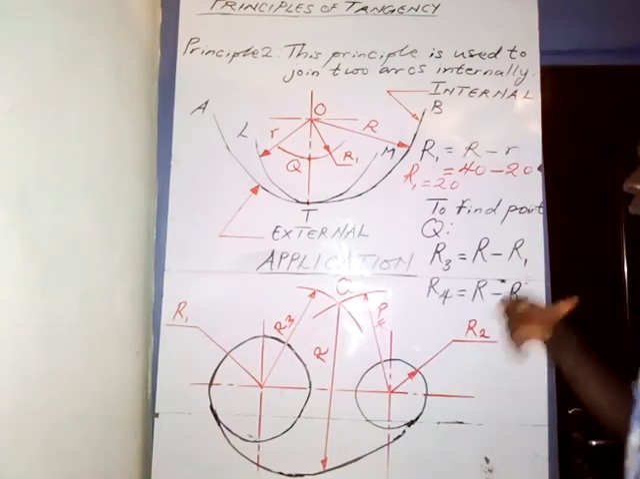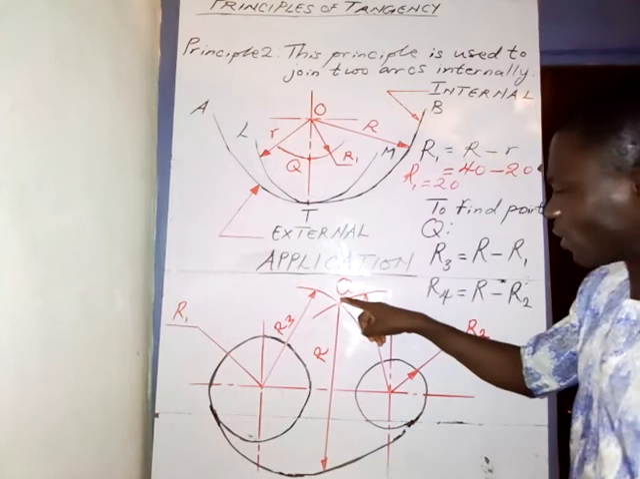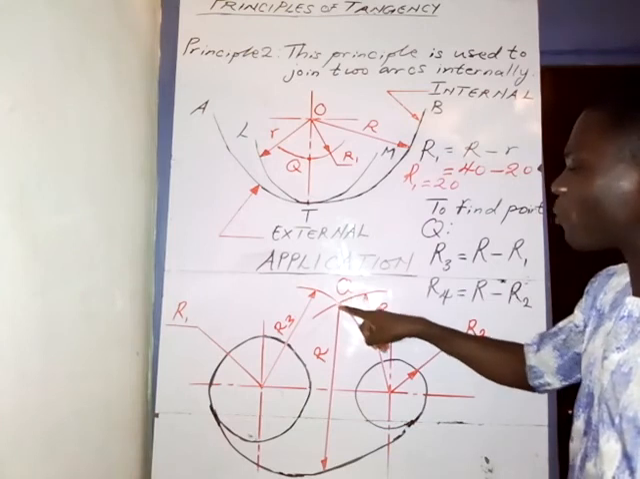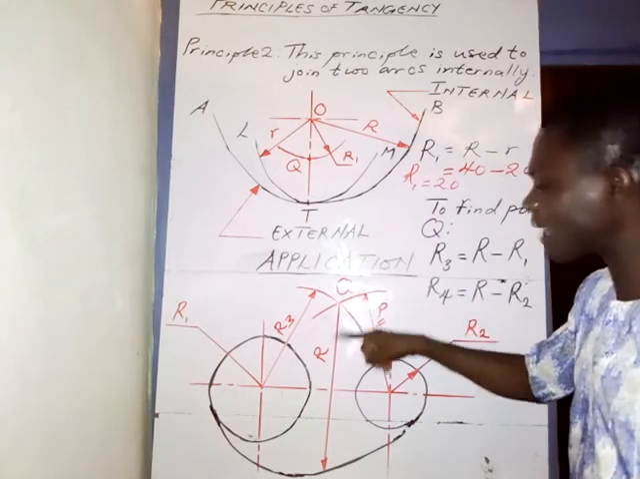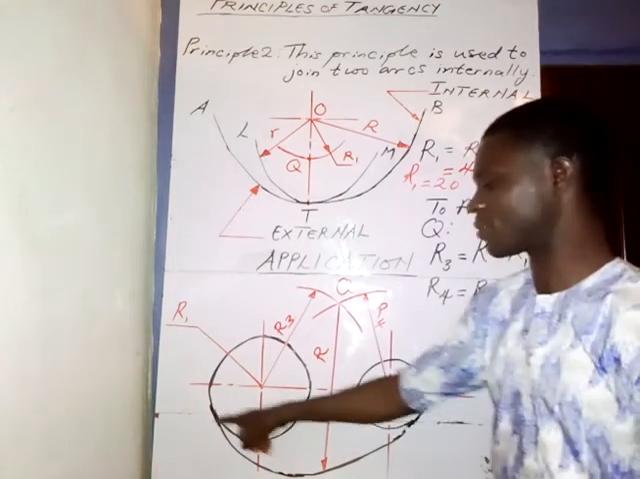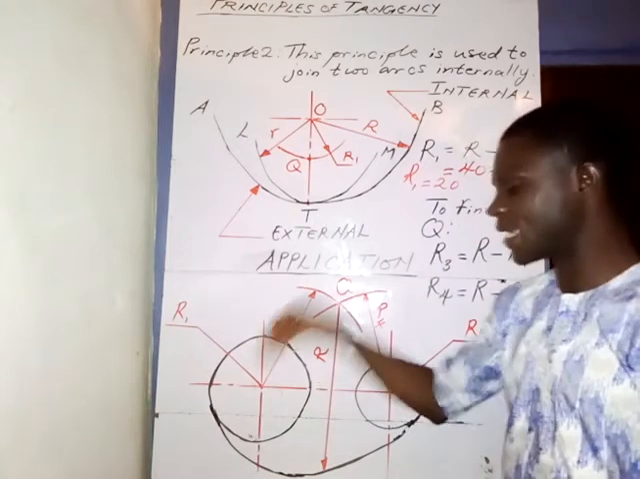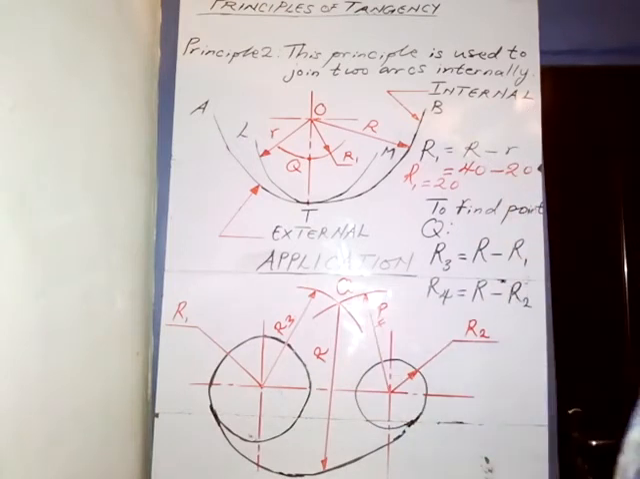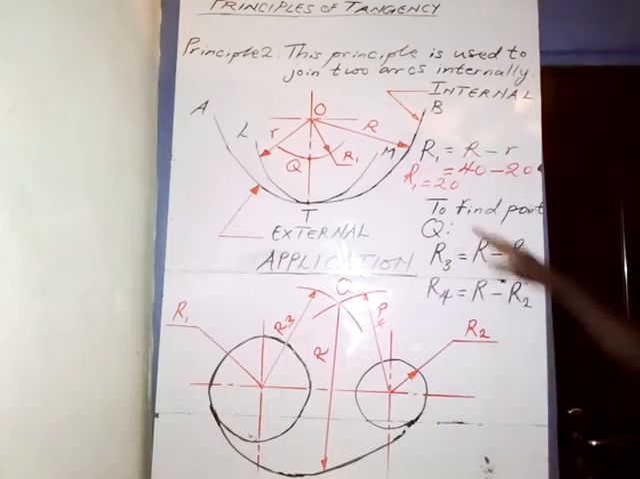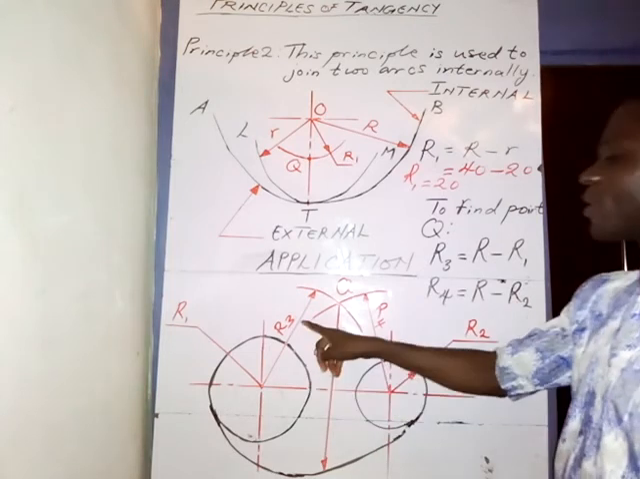So how can we get the point, that is point Q, when we put our compass after taking this R, so that you can draw this arc that will touch these two circles, or the two circles will touch it internally. So how can we get point Q? Alright, that is what I've explained here. To find point Q, you need to get the value of R3.